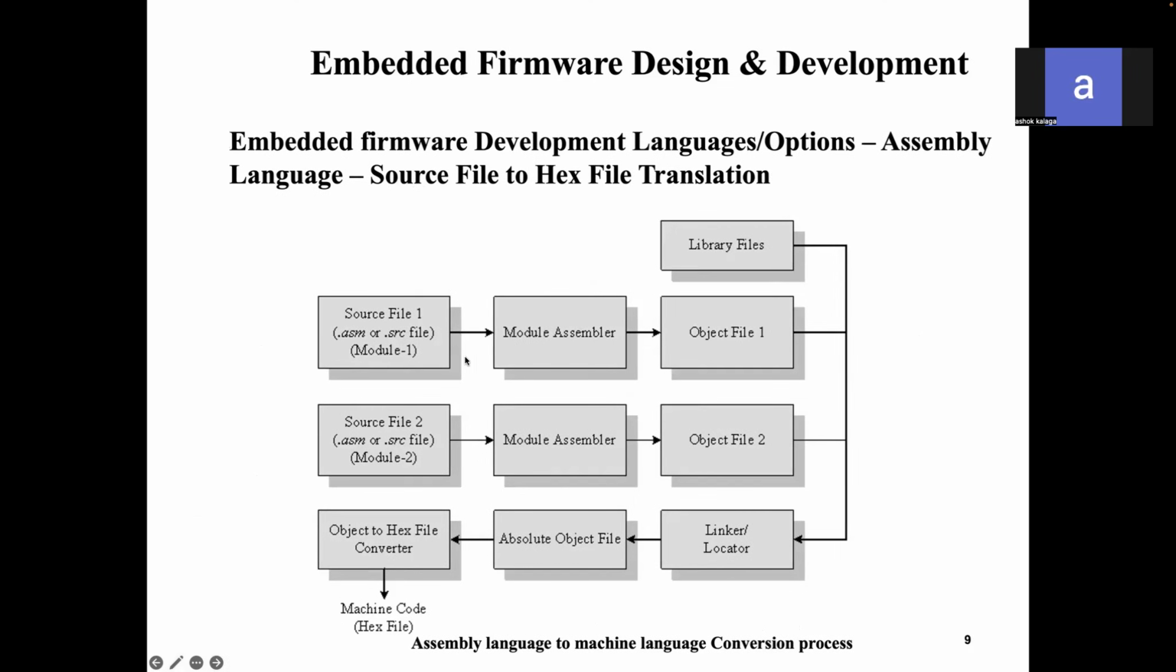Multiple source files are given as input to the module assembler. Each module assembler generates the corresponding object files. Then all the object files are linked with the library files, and that is done by the linker or locator. The linker or locator generates the absolute object file, and this absolute object file is given as input to the object to hex file converter, which finally gives the machine code with the extension .hex. So this is about the assembly language, one of the embedded firmware development languages.